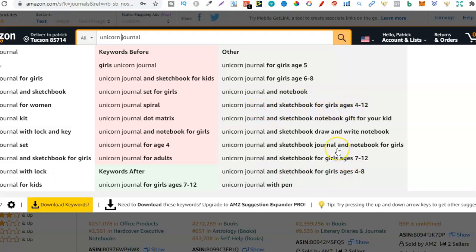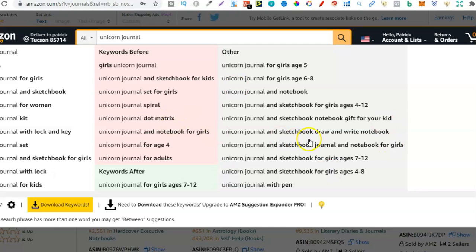So we can see all of these different keywords, and again, this is why I never run out of ideas, because ideas are everywhere, niches are everywhere. It just takes time to do the research to find the profitable ones. But with this, just unicorn journal, there's around about 30 keywords here that I could go through just for a unicorn journal.